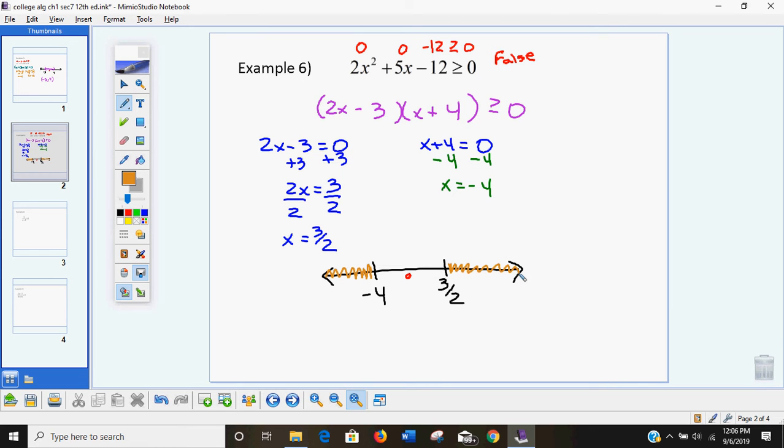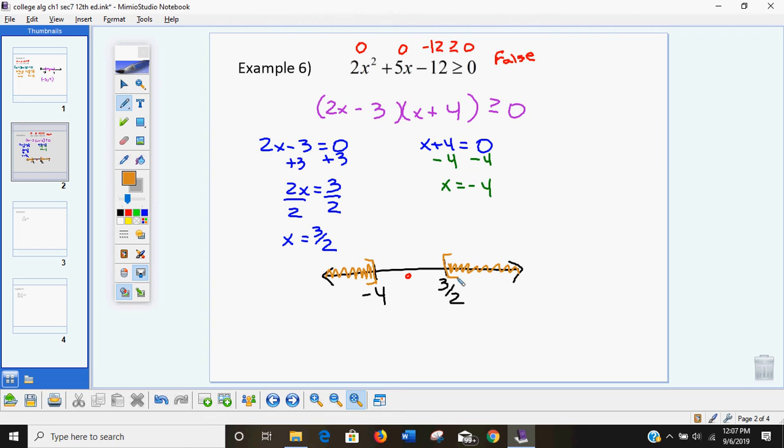Now I also need to decide if negative 4 and 3 halves are included. Go up here and see if you need a parenthesis or a bracket. In this case, there's an equal to, so I need a bracket. So I'm going to have a bracket facing the left and a bracket facing the right. That means everything shaded now will make that original equation a true statement.